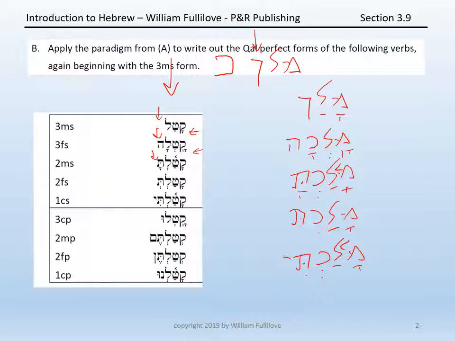So in exercise B, do this exercise to practice using the qal perfect paradigm of qatal as a means to understanding the qal perfect conjugation of any particular verb.